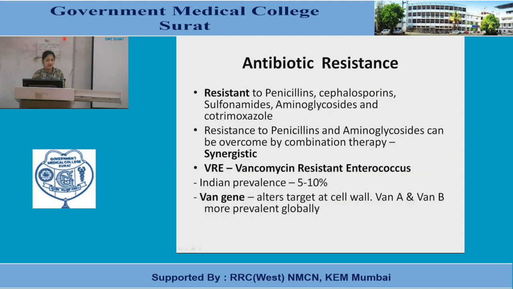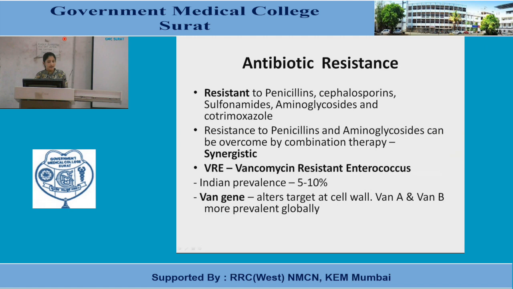Now, antibiotic resistance. Almost all streptococci are very sensitive to penicillin and other cell wall acting agents, but nowadays resistance is found in the enterococci, group D streptococci: resistant to penicillin, cephalosporin, sulfonamide, aminoglycoside and cotrimoxazole. Resistance to penicillin and aminoglycoside can be overcome if we give the therapy in combination. So it is known as the synergistic property of the drugs.